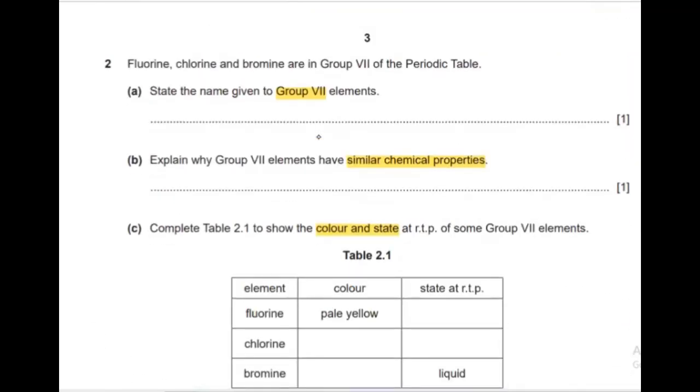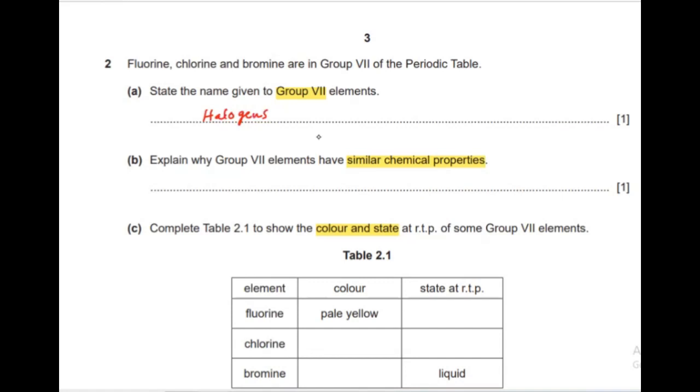Now, the second question is regarding the group 7 elements. State the name given to the group 7 elements. You know that the periodic table has different groups. Group 1 is the alkali metals, group 2 the alkaline earth metals, group 7 the halogens, group 8 the noble gases, and the elements in the middle of the periodic table are transition elements. So group 7 elements are halogens.